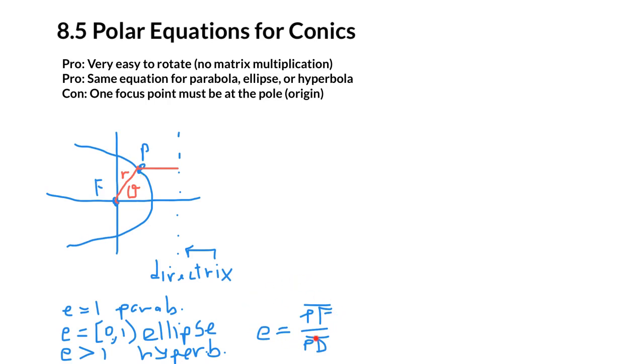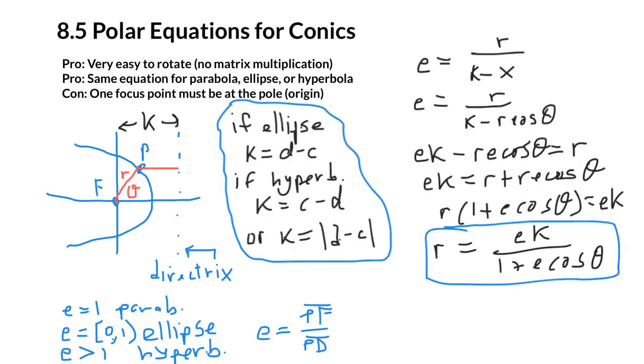E, of course, is always the ratio of the distance from the focus to a point over the distance from a point to the directrix. When you look in the textbook, you'll see that in polar equations they use the letter K, and what K stands for is the distance from the focus to the directrix.